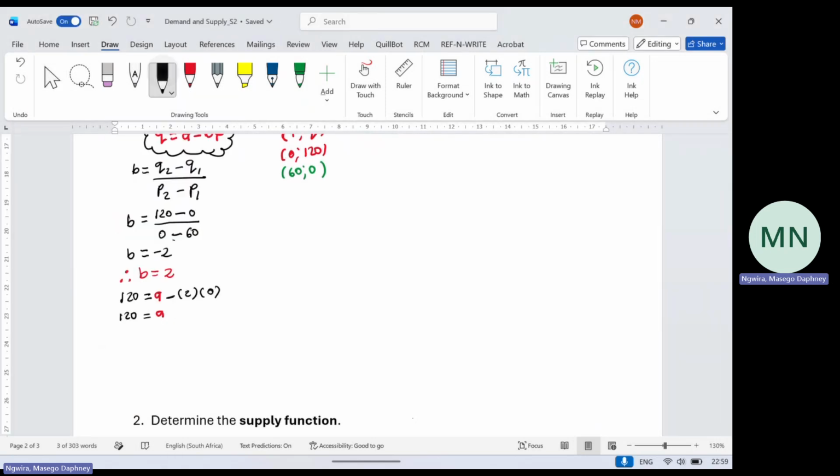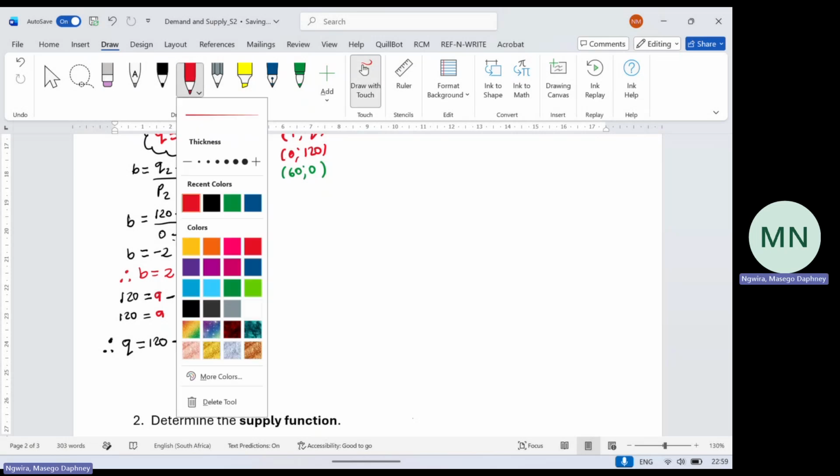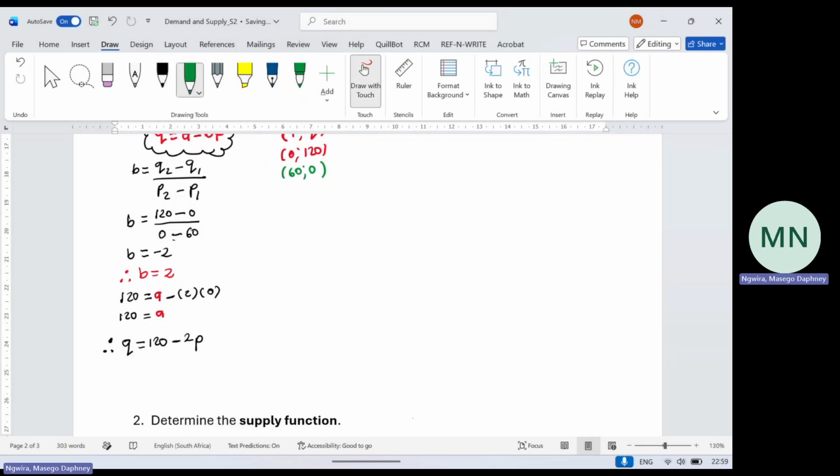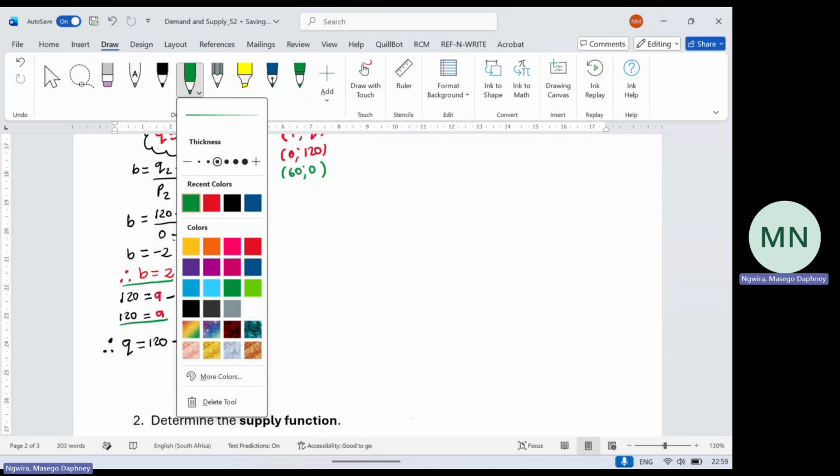Therefore we can conclude and say the demand function. So therefore my demand function is Q is equals to my A, I got 120, then minus my B, I got 2P. The only two things that you have to look for is your A and your B, using your P and Q. So the most important things, parameters, are these two that we have to look for to be able to find the function.